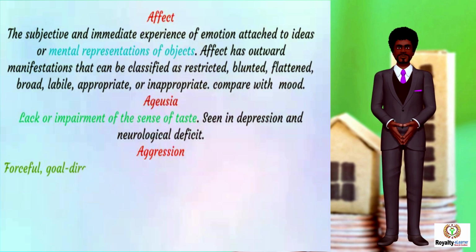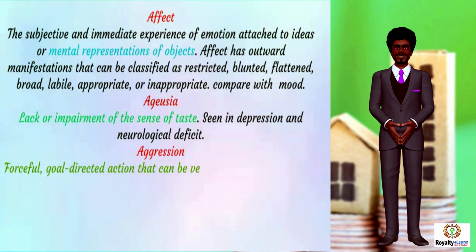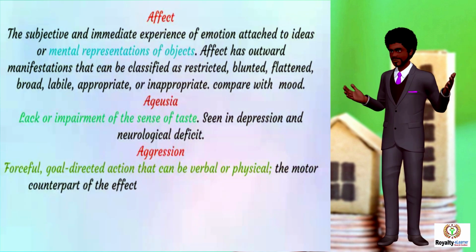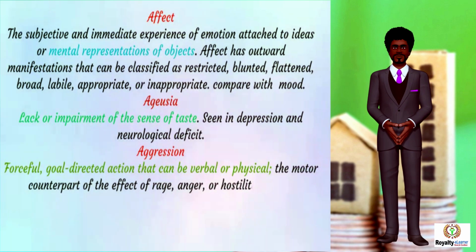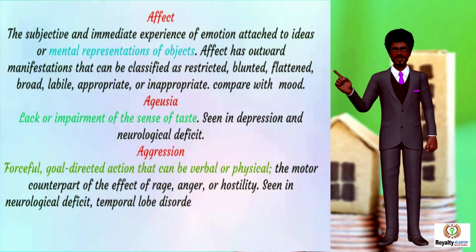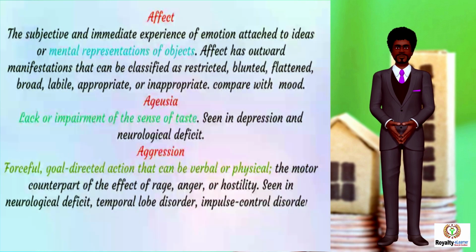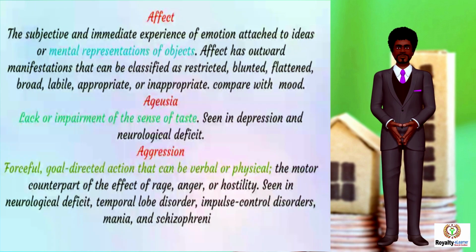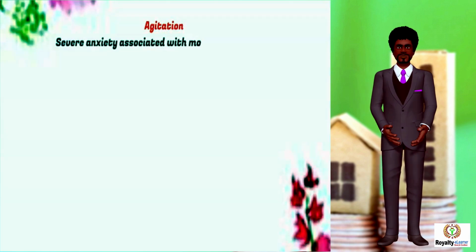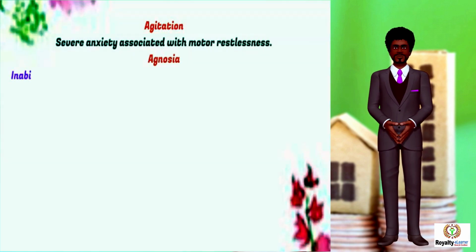Aggression: forceful, goal-directed action that can be verbal or physical, the motor counterpart of the affect of rage, anger, or hostility. This is seen in neurological deficits, temporal lobe disorders, impulse control disorders, mania, and schizophrenia. Agitation: severe anxiety associated with motor restlessness.